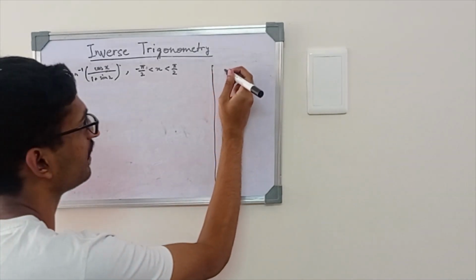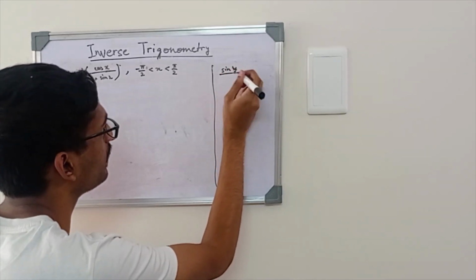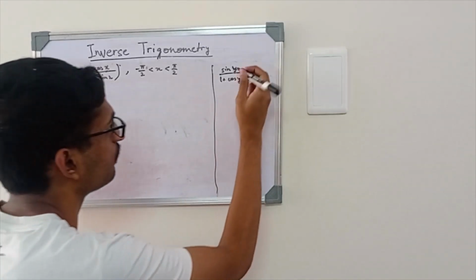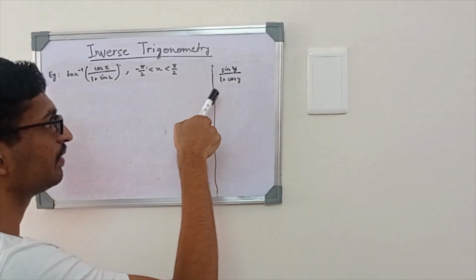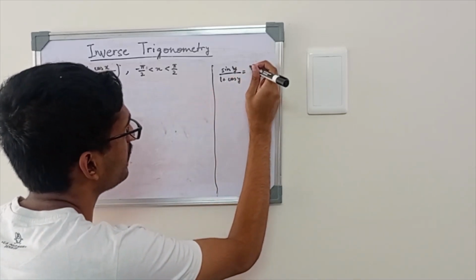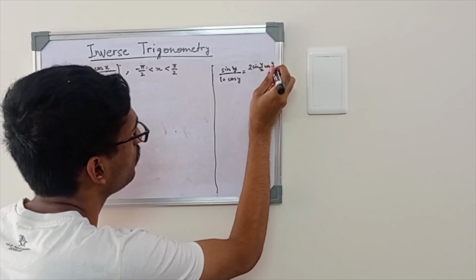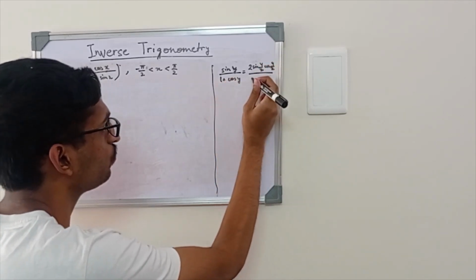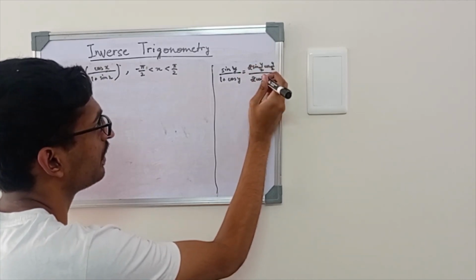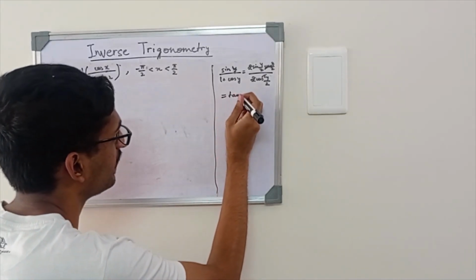That is, you would have had something like sin y by 1 plus cos y, and if you use the multiple angle formulas in the numerator and denominator, you'll end up getting 2 sin y by 2 cos y by 2, and this is equal to 2 cos square y by 2, isn't it? And after you cancel out all the factors, you end up getting the answer as tan of y by 2.